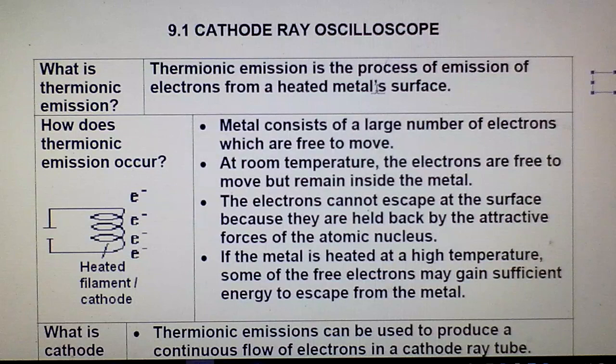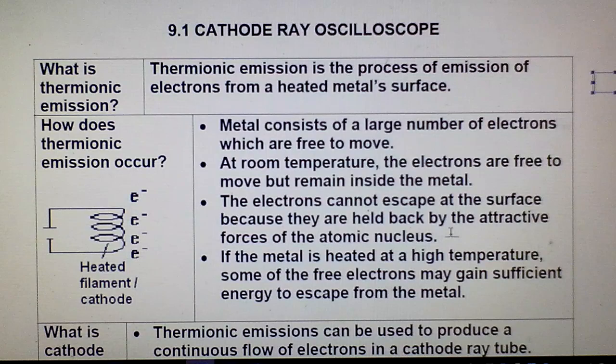When it gains a certain amount of energy, the electrons are able to escape from the surface of metal and stay near the surface of the heated metal. The process of the electrons being emitted out when the metal is heated, we call it thermionic emission.